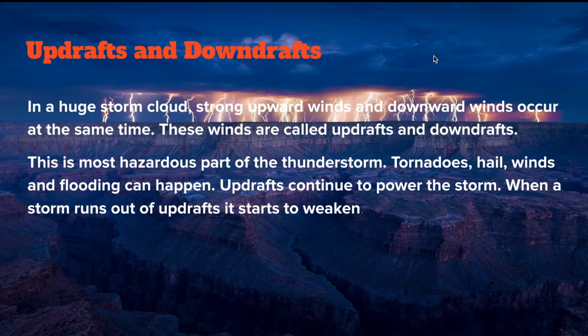Updrafts and downdrafts. In a huge storm cloud, strong upward winds and downward winds occur at the same time. These winds are called updrafts and downdrafts. This is the most hazardous part of the thunderstorm. Tornadoes, hail, wind, and flooding can happen.